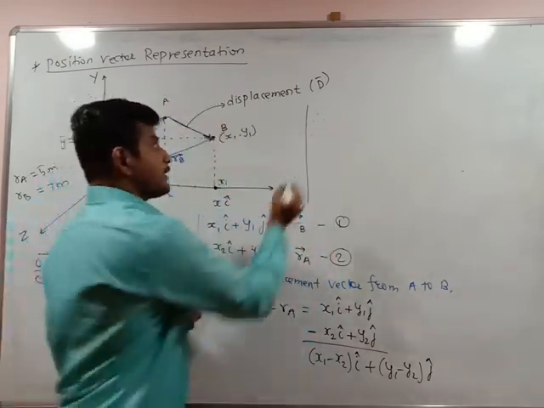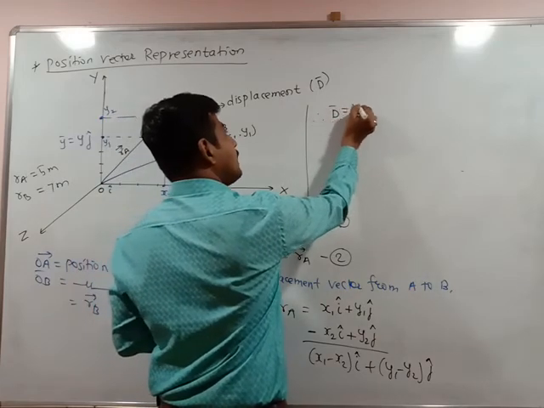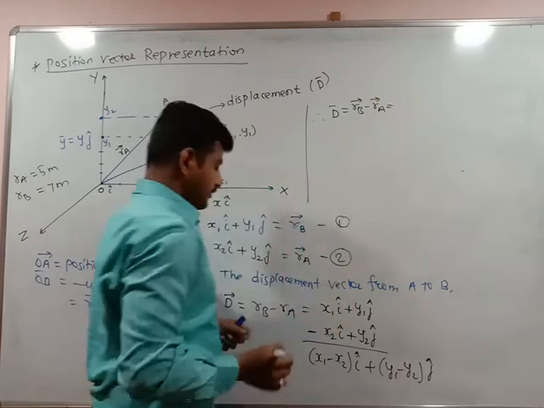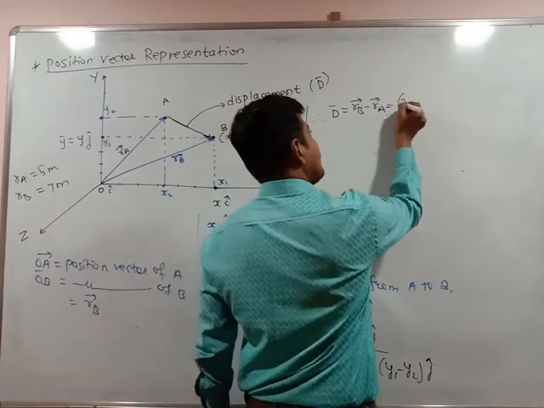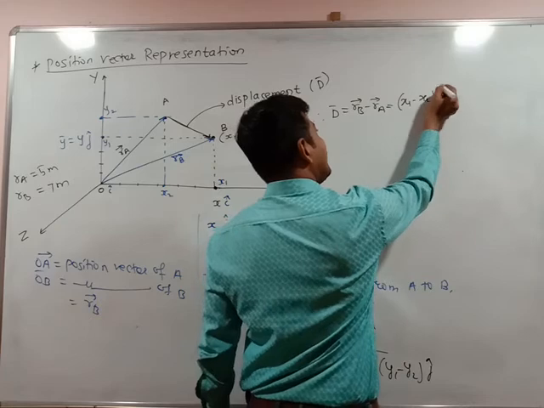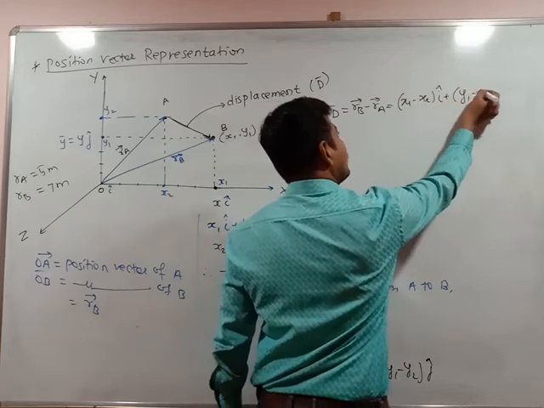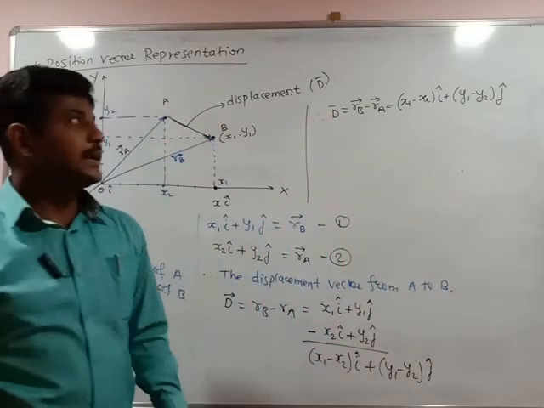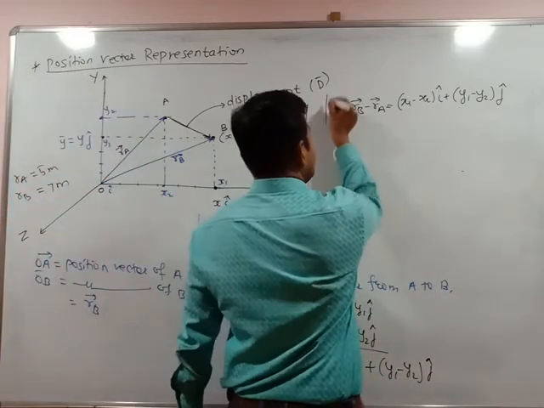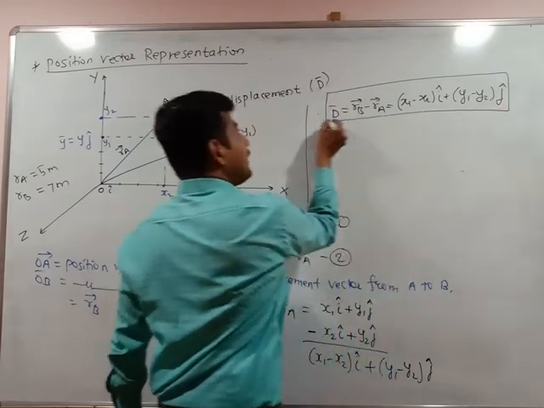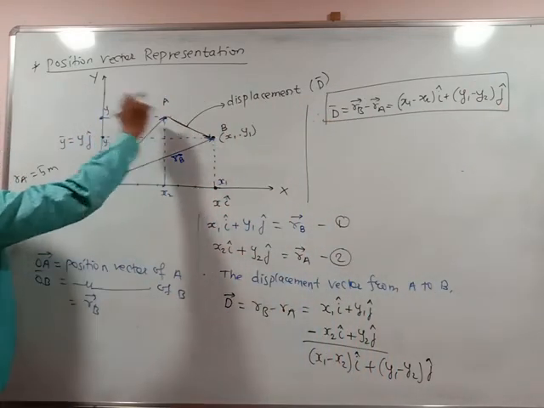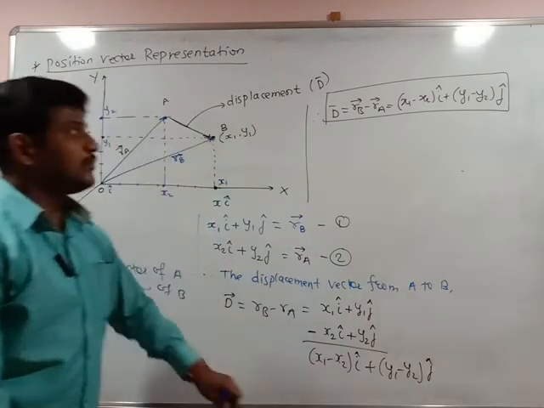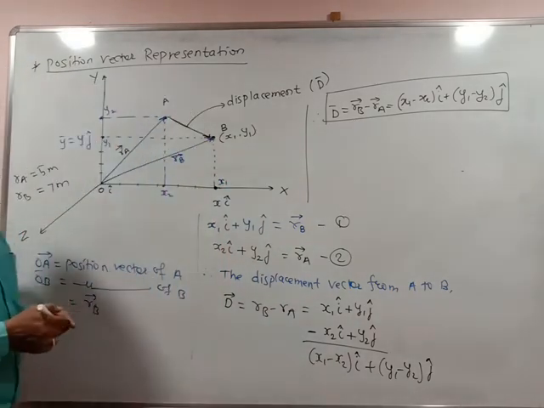Therefore the displacement vector d bar is RB minus RA vectors, which is equal to x1 minus x2 i plus y1 minus y2 j. Is it clear? So this is the resultant displacement vector which shows the position of the object between the 2 points A and B. So the displacement vector d bar is x1 minus x2 i plus y1 minus y2 j.